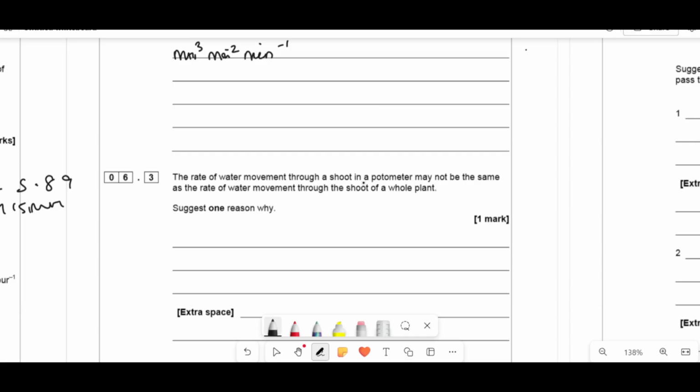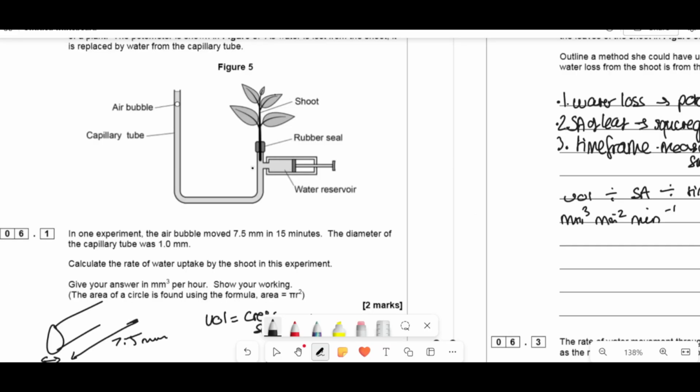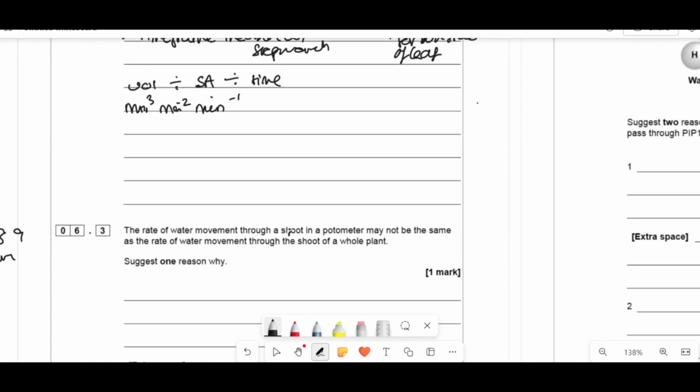So the rate of water movement through the shoot in a potometer may not be the same as the rate of water movement through the shoot of an entire plant. Suggest one reason why. If we think of the journey the water's taken here, it's going into a plant. So what we're doing is cutting a shoot like this at a slant and letting it go straight in there. The question's asking you, why might it not be the same as a real plant?